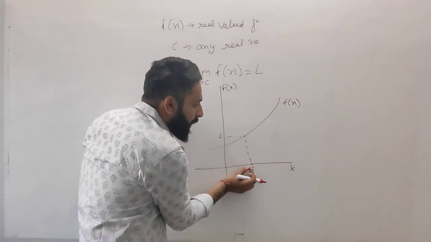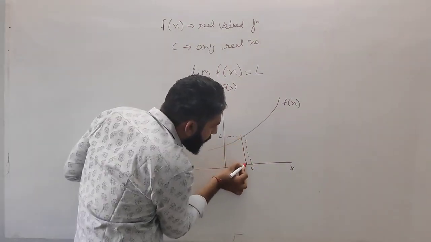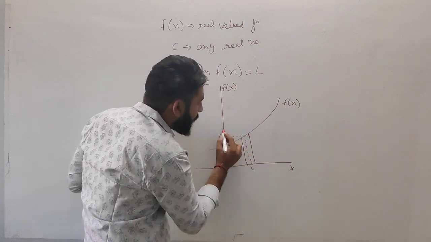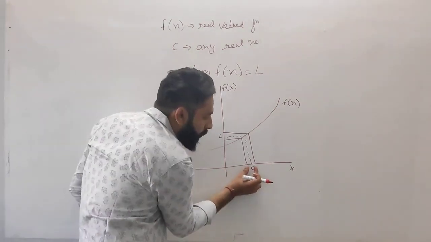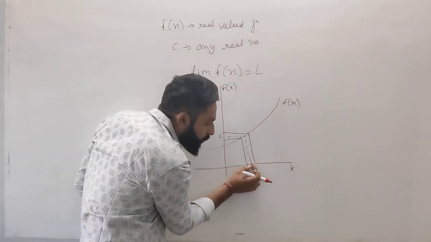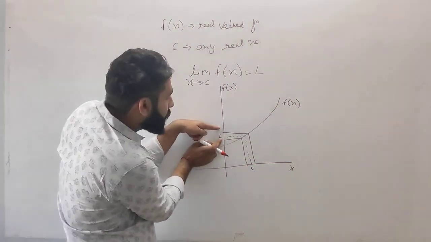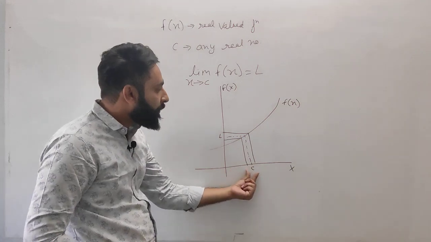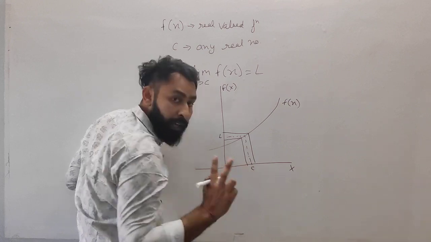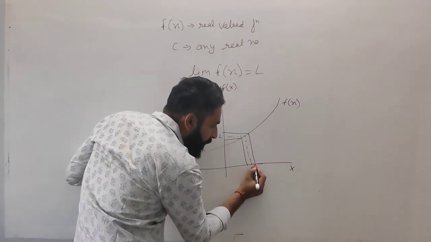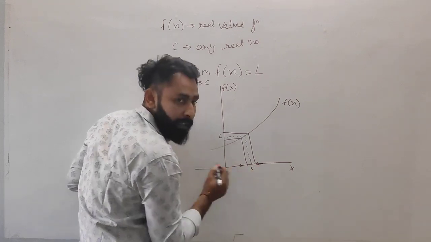Basically, when we check limit, we see the neighborhood points of C. We can easily see that when we move close to C, the function value f of x is also close to L. Then we say the limit of the function is L. We clearly see that there are only two ways to approach C: one is from the left side and one is from the right side.